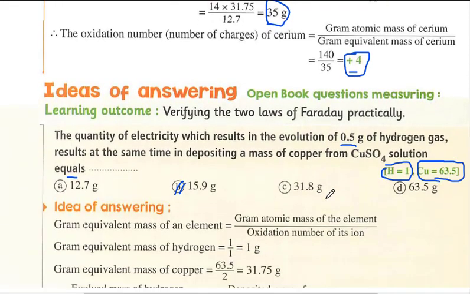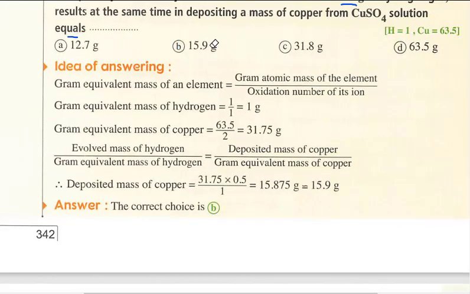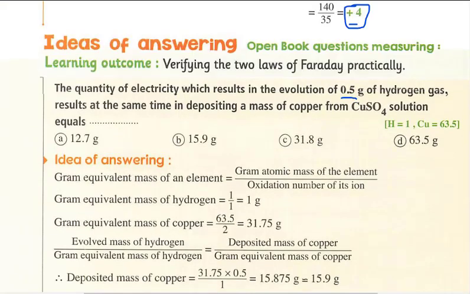Another example. So here he asks about the quantity of electricity which results in the evolution of 0.5 grams of hydrogen gas, and at the same time deposits a mass of copper equal to how much? Look, here hydrogen, its atomic mass is 1 and its charge is positive 1, so the atomic mass equals the equivalent mass. This is half the equivalent mass. It will precipitate at the other electrode half the equivalent mass of copper.